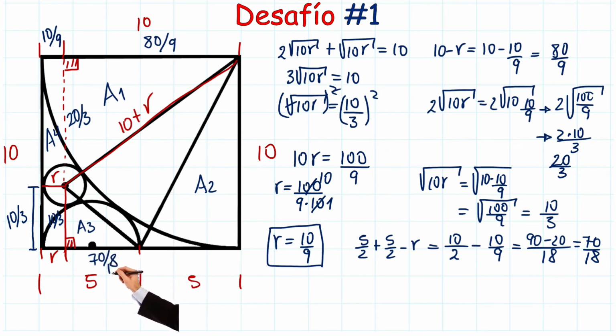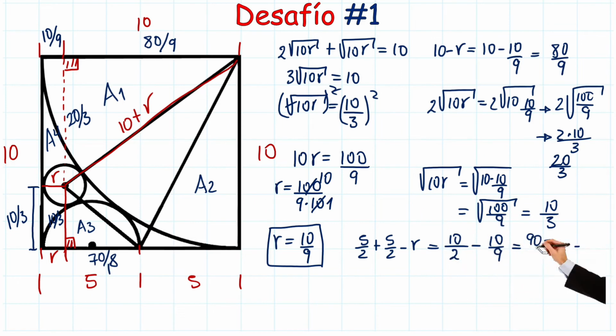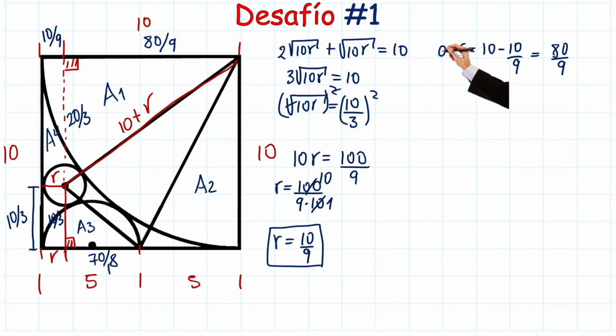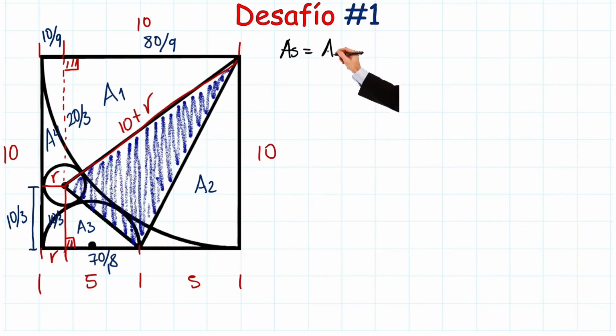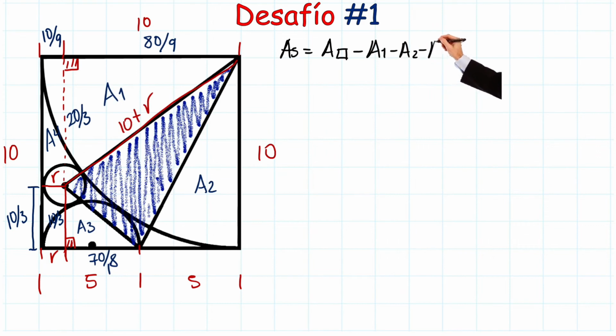Ready? And with this, ladies and gentlemen, we can find the shaded area. Let's erase for the last time, and then we will find the shaded area. Perfect. Then we have, gentlemen and ladies, that the shaded area equals the area of the square minus area 1, area 2, area 3, and area 4. Perfect.